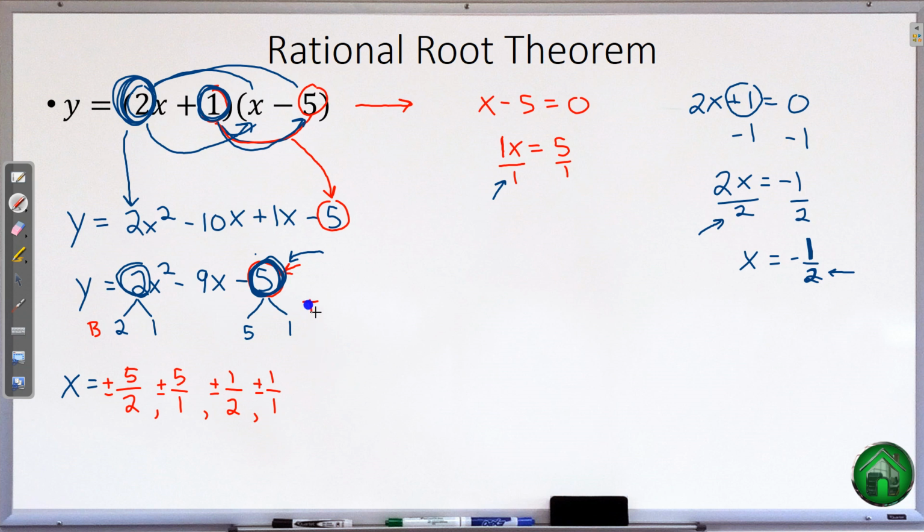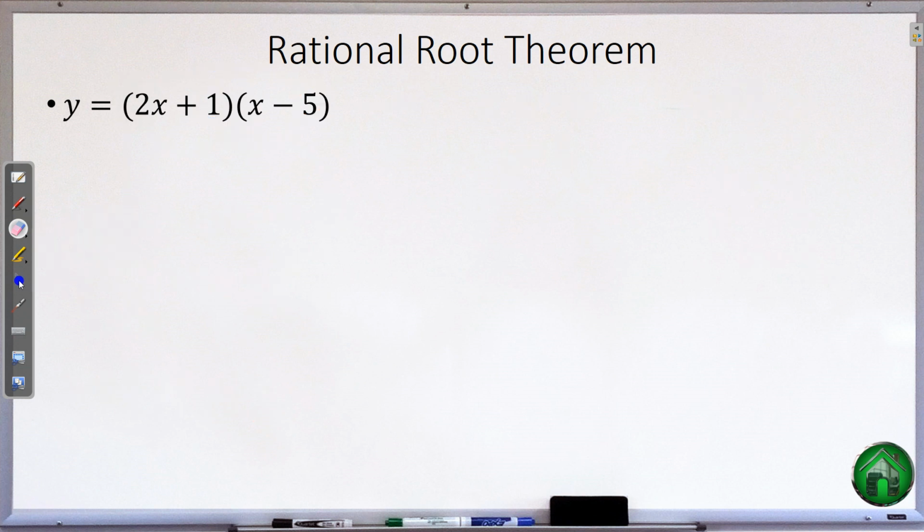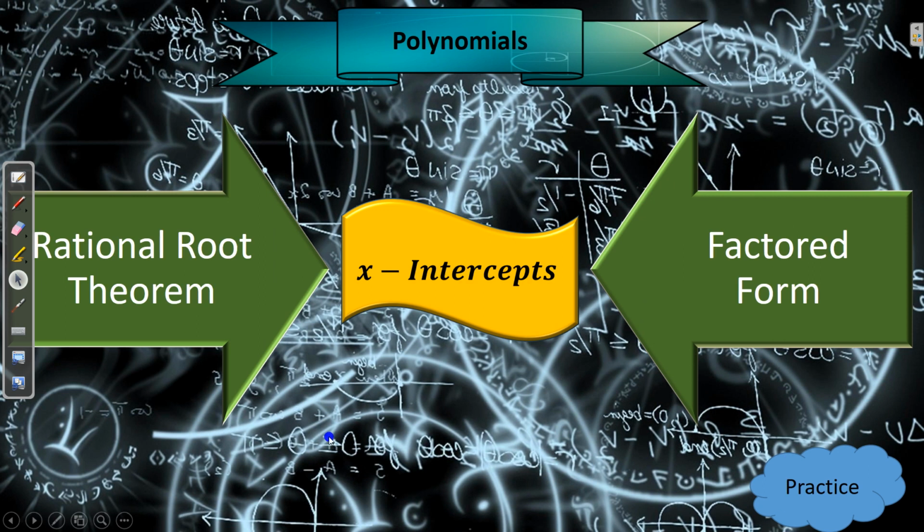So that kind of tells you a little bit why we're using the first and the last number, and why this one always has to be the top, and why this one always has to be the bottom. And then you just simply have to try them all, which does get a little tedious, but it does work. So let's take a look at another example here. But first, just to recap, the rational root theorem is helping us find these x-intercepts.